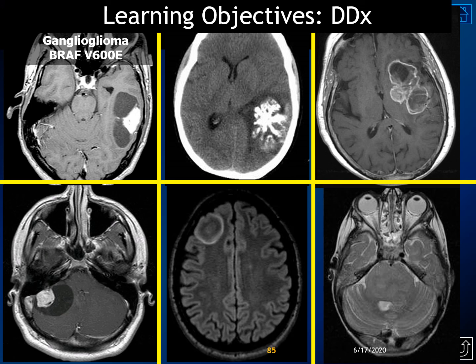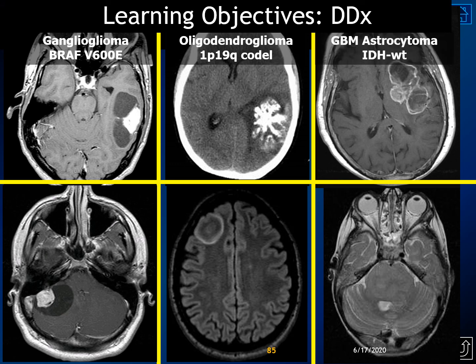A mass in the temporal lobe with fluid and a nodule is likely to be a ganglioglioma with a BRAF mutation. A densely calcified lesion in the cerebral hemisphere of an adult is likely to be an oligodendroglioma with a 1p19q co-deletion, and these tumors are also going to be IDH mutated. A heterogeneous enhancing mass in the cerebral hemisphere is likely to be an IDH wild-type glioblastoma multiforme.